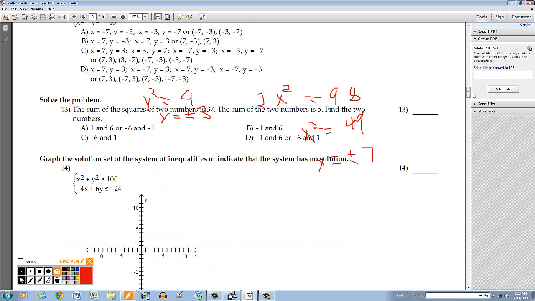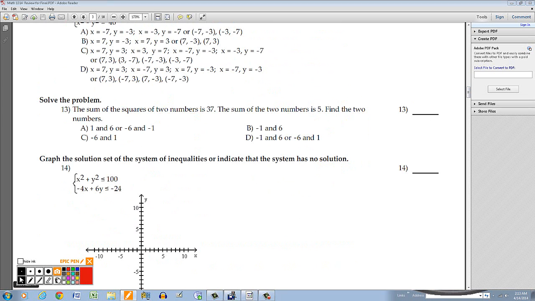Okay, 13. Let me clear this. It says the sum of the squares of 2 numbers is 37. So you could actually set up a system for this and say, let x be one of the numbers and let y be the other number. So the sum of the squares, x squared plus y squared, is 37.